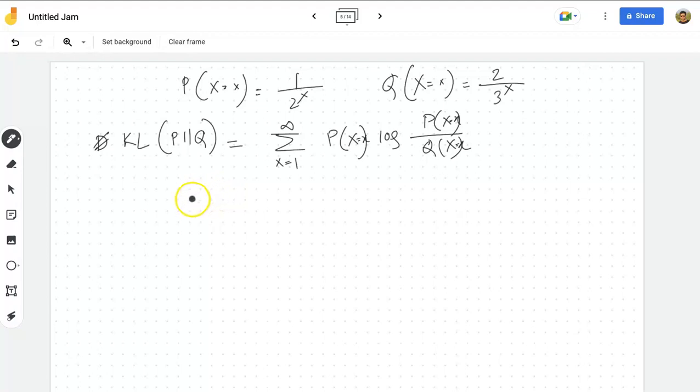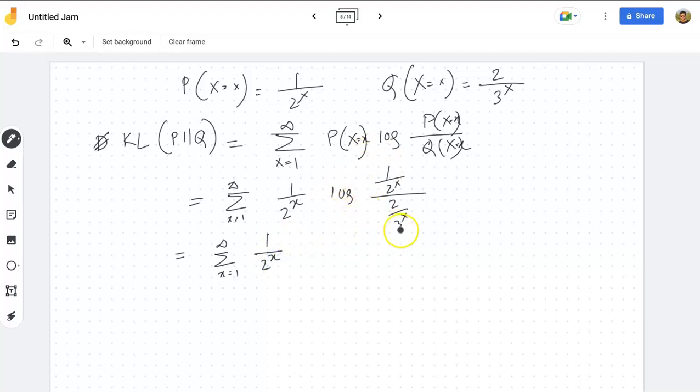Now if you just do it like this, x is equal to 1 to infinity, and what is the p(x)? p(x) is 1 by 2 to the power x, and here it is 1 by 2 to the power x by 2 by 3 to the power x. Okay. Now if you do it correctly, it will be summation x. So basically this is just a calculation thing. So 1 by 2 to the power x, and if you just do it, so what will be this thing?